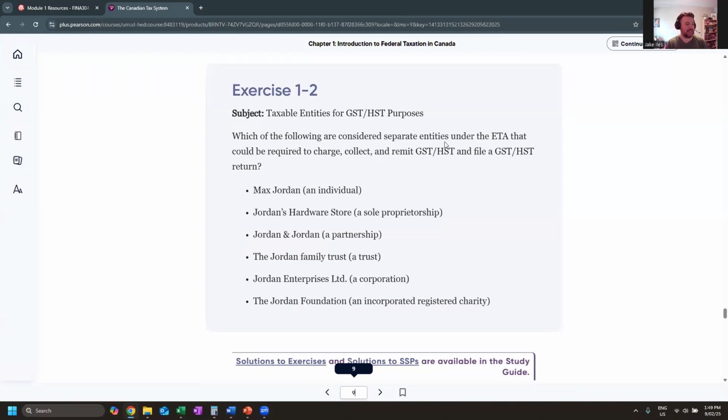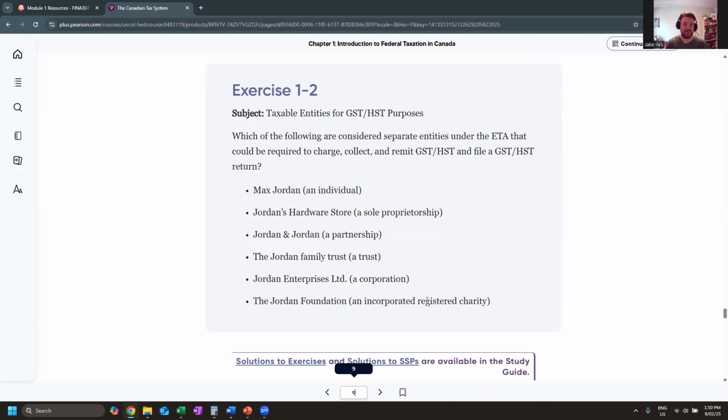The next exercise has the same 6 entities. Which of the following are considered separate entities for the purposes of GST and HST, our sales taxes? Max Jordan can partake in an activity of business. Now, business activity for an individual is considered a sole proprietorship. So there's some clarification here, but generally, anyone and anything that partakes in business is subject to sales tax rules if their income is high enough. So Max Jordan and the hardware store are both applicable for sales tax. The partnership will have sales tax if it's partaking in business, the trust, the corporation, and even the charity.